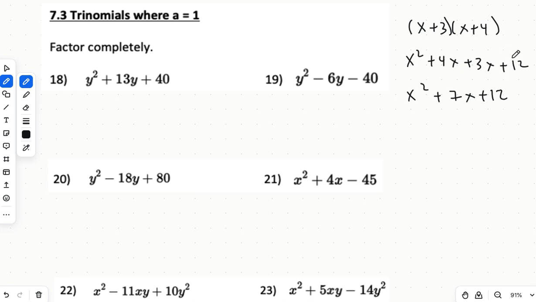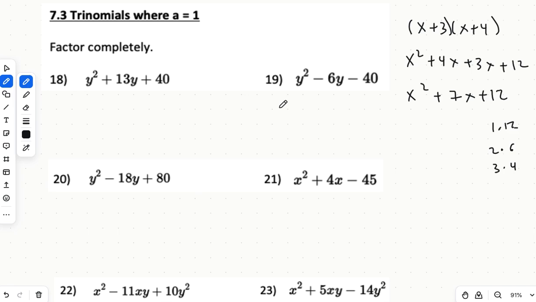And so if you notice, the numbers on the end multiply to be the number on the end, and the numbers on the end add to be the number in the middle. So that's how we're going to know how this is going to factor. We're going to look at this 12 and say, what two numbers multiply to be 12 and add to be 7? So if we think about what multiplies to be 12, we could have 1 times 12, 2 times 6, and 3 times 4. And 3 times 4 adds to be 7, and so that's how that's going to factor. So that's basically this whole section.